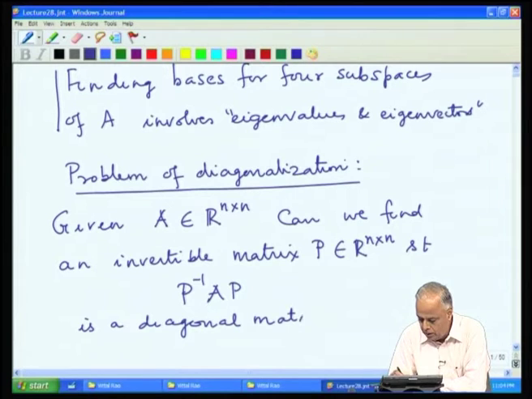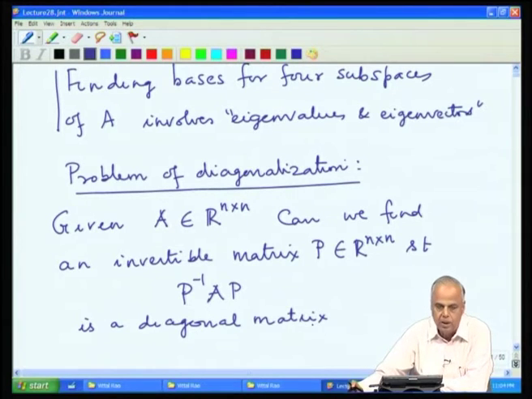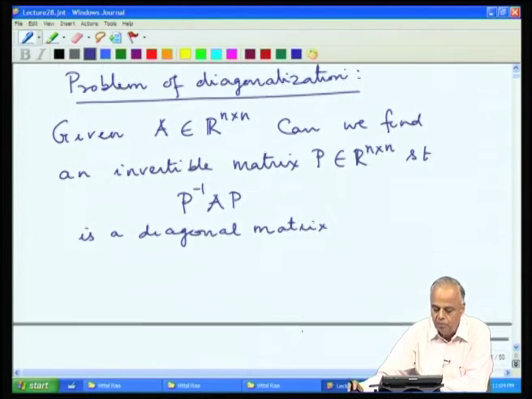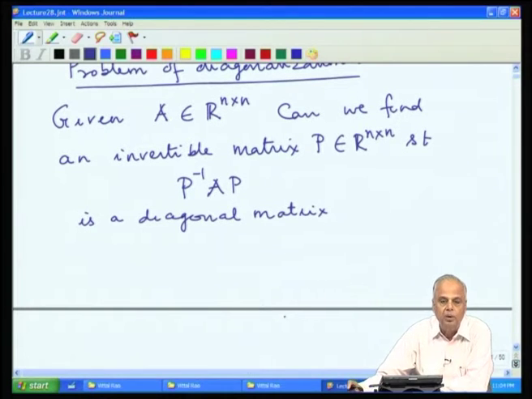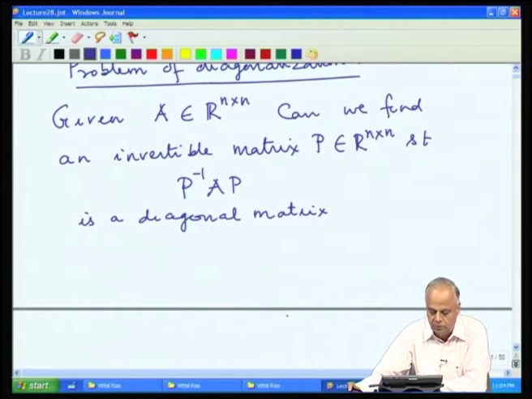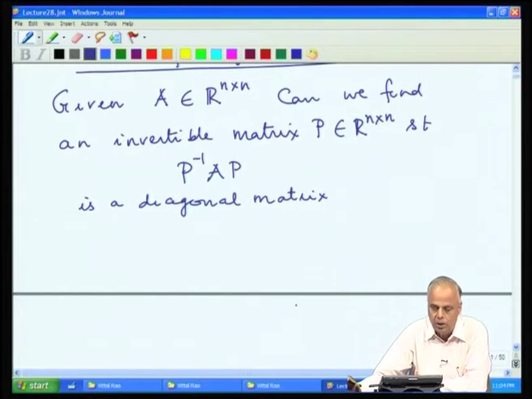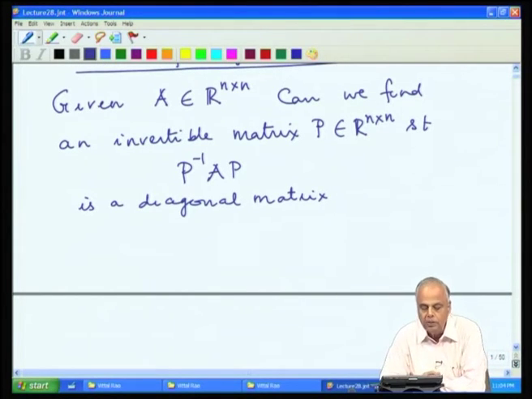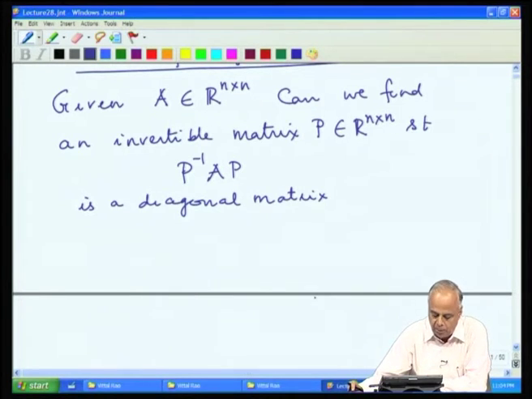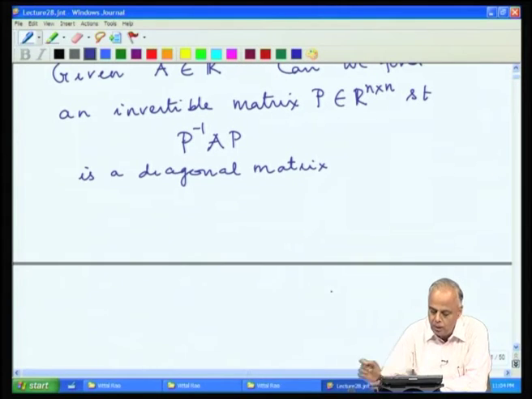We found that such a question arises from the type of change of variables that we want to introduce in a system of equations in order to reduce it to a diagonal system or an easy system. So, the question is, can we find a matrix P which converts A to a diagonal matrix by this transformation P inverse A P? Now, let us look at some examples.